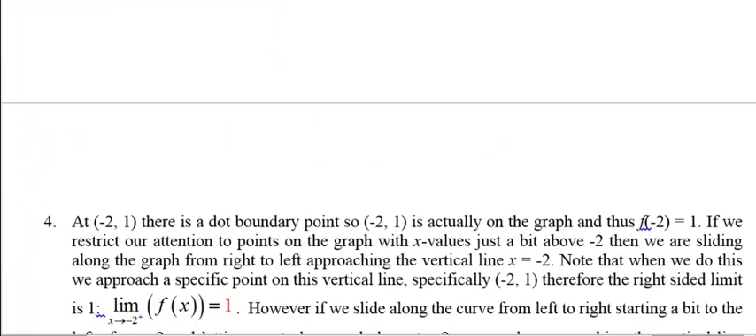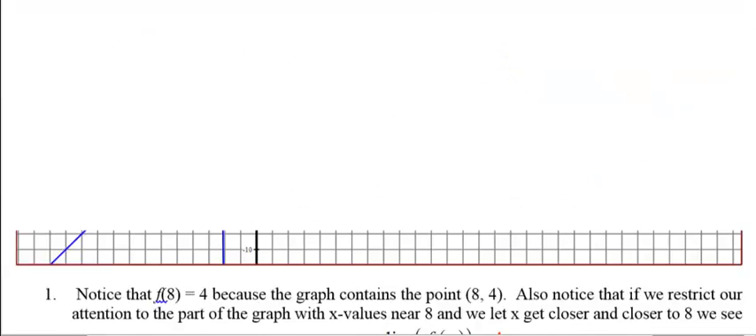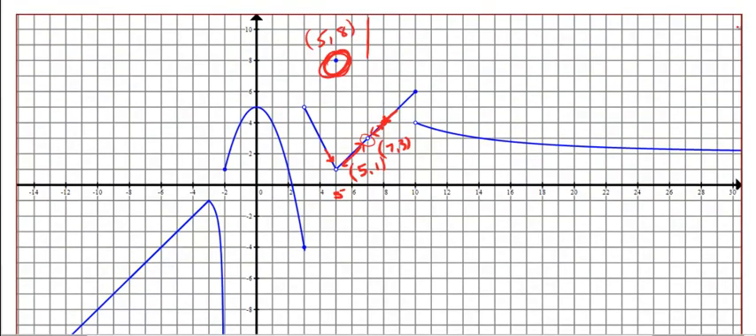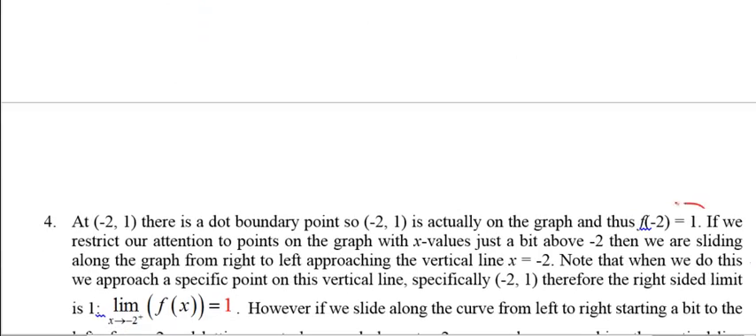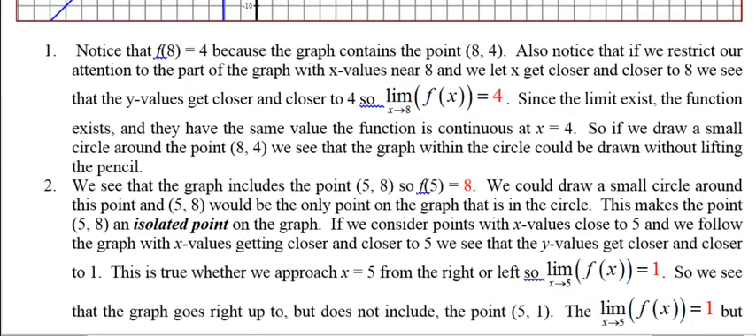Okay, what's the next question? We're going to look at -2. At -2, there's actually a point right here. You can see it at (-2, 1). That's an actual point on the graph, and so f of -2 equals 1. Write that this way: f of -2 equals 1, because (-2, 1) is actually a point on the graph.